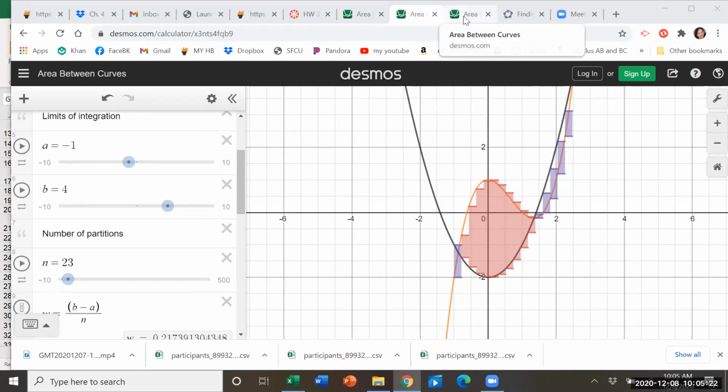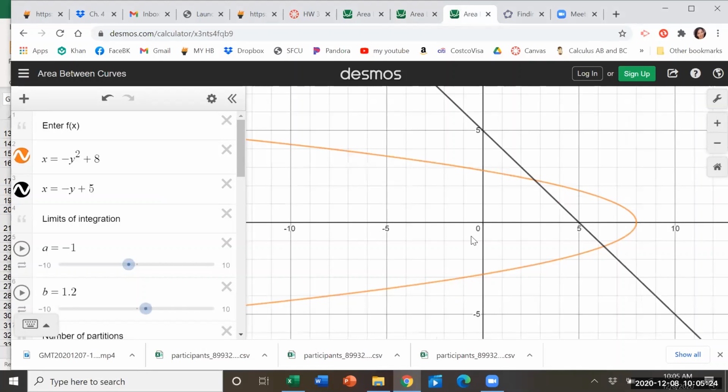And then lastly, what happens if I have a function that looks like this? Technically these aren't functions here. The orange is a sideways parabola, not a function. If I were to find the area using the same methodology, I couldn't figure out in the two minutes I had before class how to draw the rectangles. But if you were to draw the rectangles up and down here, you would see that you have this top portion of the parabola being the top function, and then this being the bottom function only until this juncture.